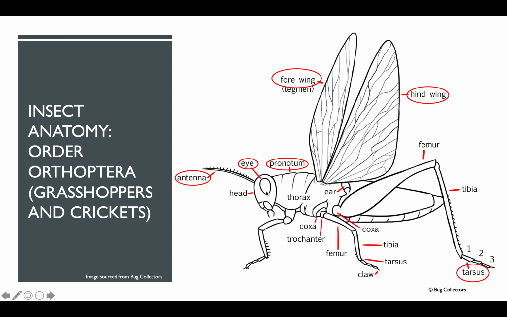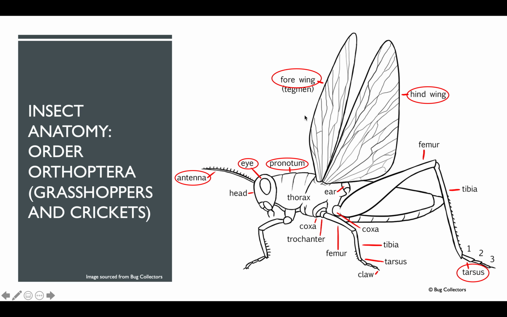Here are some important anatomical terms that we should be able to familiarize ourselves with. So the eyes. Eyes are really important in determining what kind of order or family an insect might belong to. The antenna, so different insects will have different kinds of antenna, and we'll be going into this. The pronotum, so this is a little shield-like kind of body part that covers the thorax, and sometimes the size and shape of the pronotum can give you an idea of what kind of insect it is.